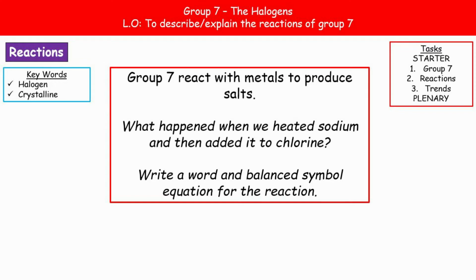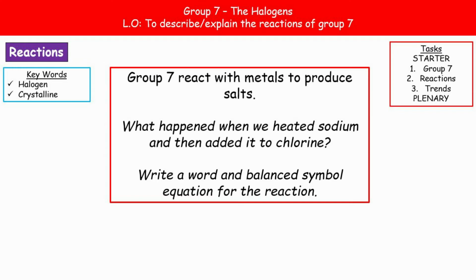The next bit we need to move on to is looking at the reactions of the halogens. And one of the key ones we need to know is group 7 reacting with metals. And what happens is when group 7 react with metals, they produce something called a salt.